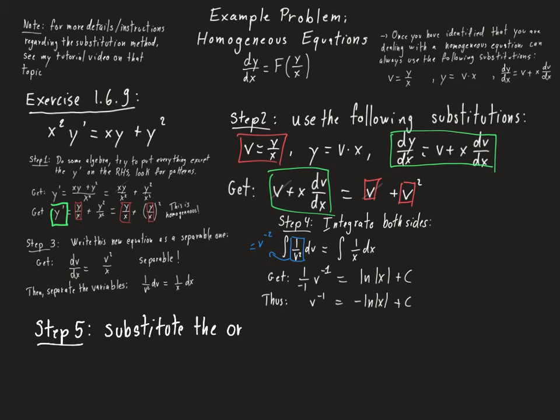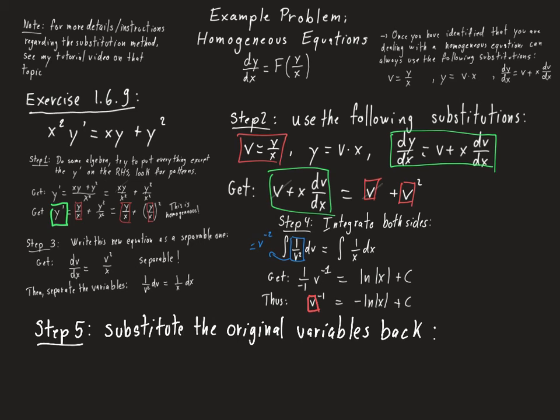So substitute the original variables back. So now we see that we have v to the negative first power, and we'd used originally that v was going to be equal to y over x. So this v here, which I'm going to box in red, is going to be replaced by that very same v equals y over x that I have boxed in red further up.